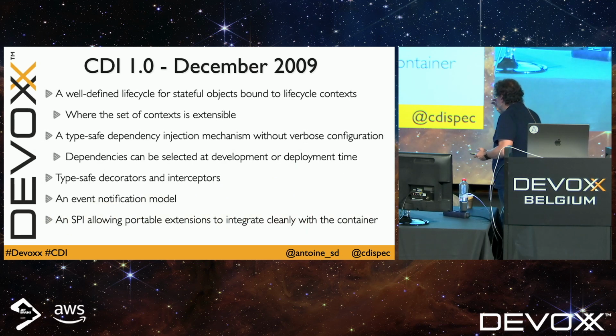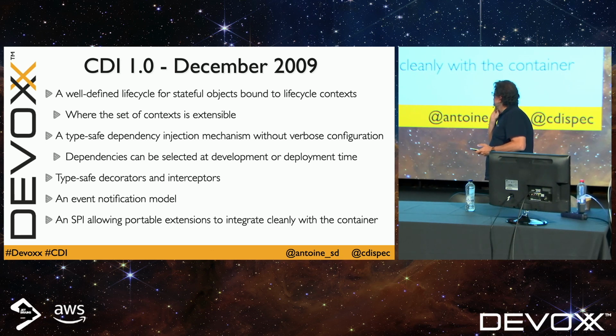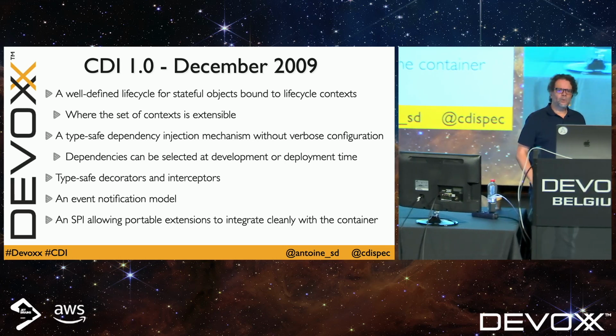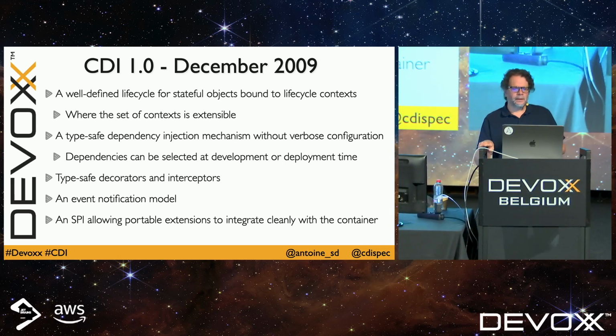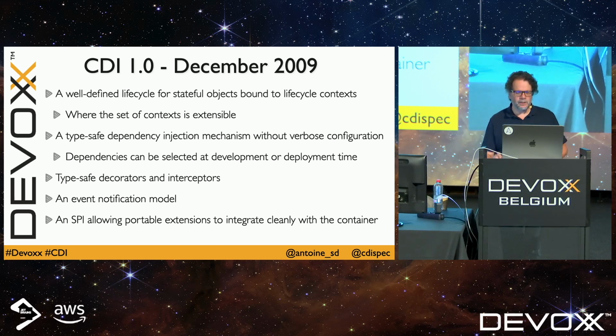So let's go through that in a speedy way. As you may know, CDI provides a way to give you stateful objects with life cycle. That's the context part, and dependency injection. Dependency injection was a new way to do dependency injection at this time because it was very based on type. It was strongly typed dependency injection.